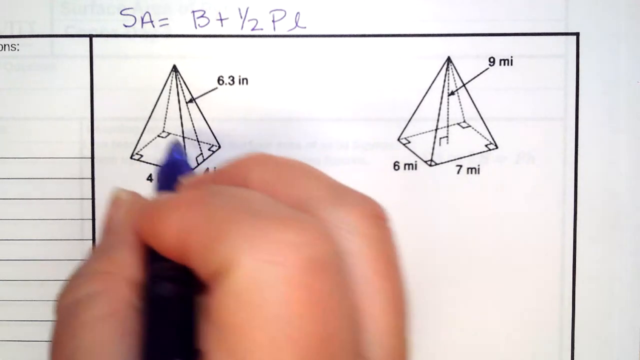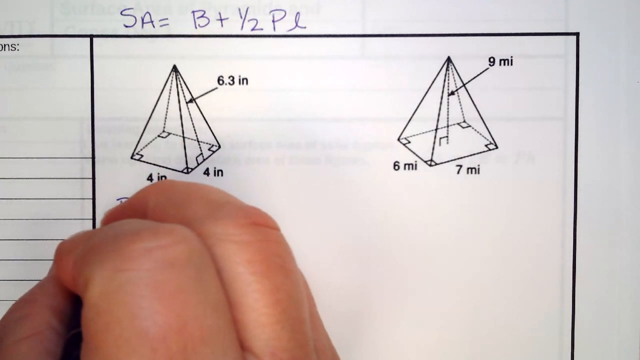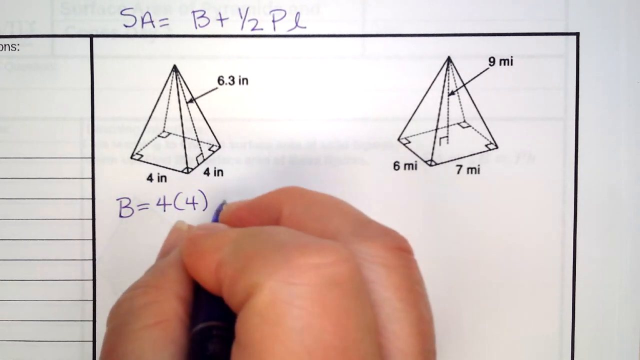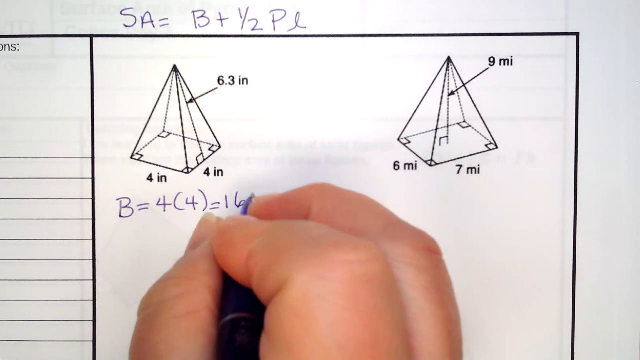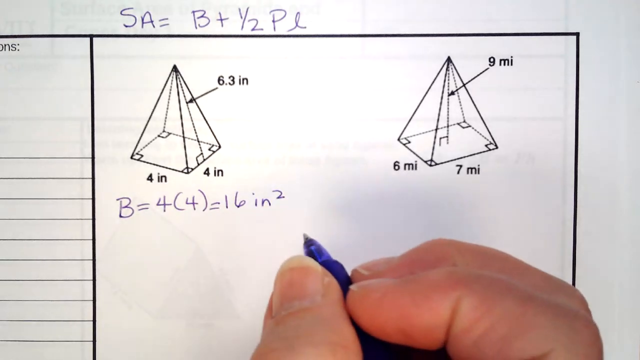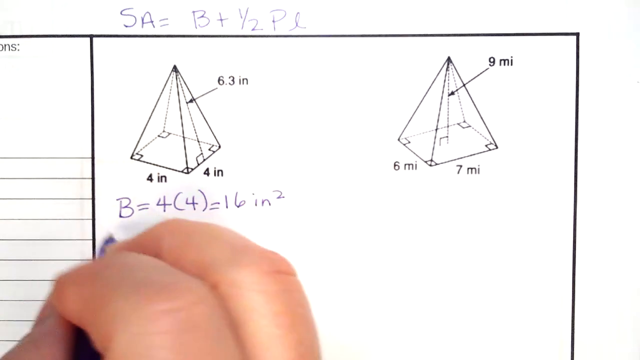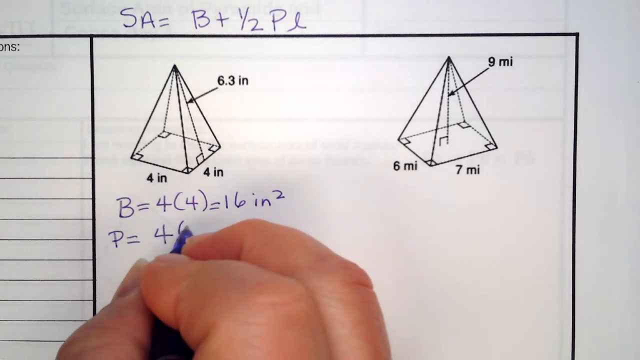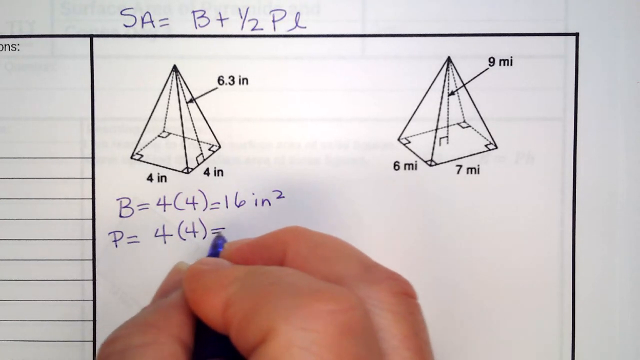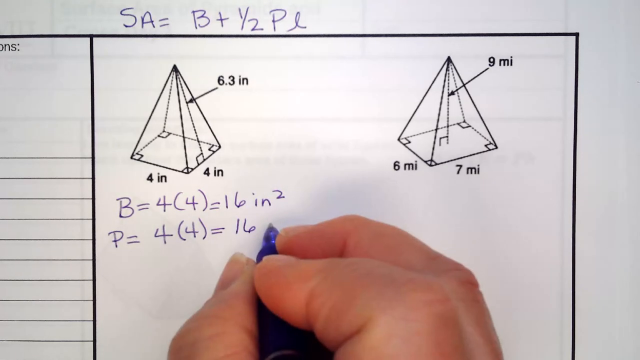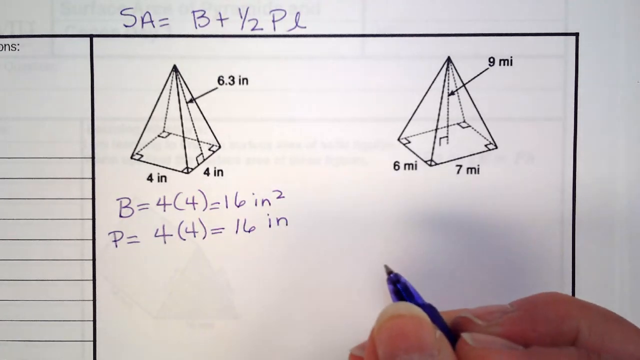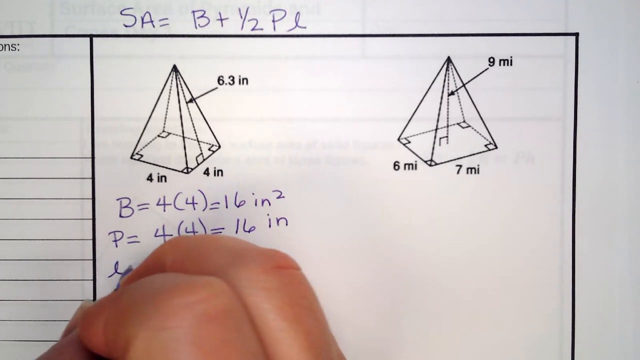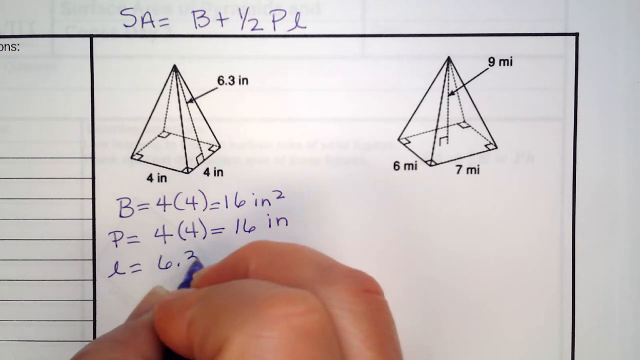Once again, the base is a rectangle. So that's 4 times 4, which is 16 inches squared. Your perimeter, 4 inches per side times the four sides that you have, and you get 16 once again. But this is simply 16 inches. Your slant height, 6.3.